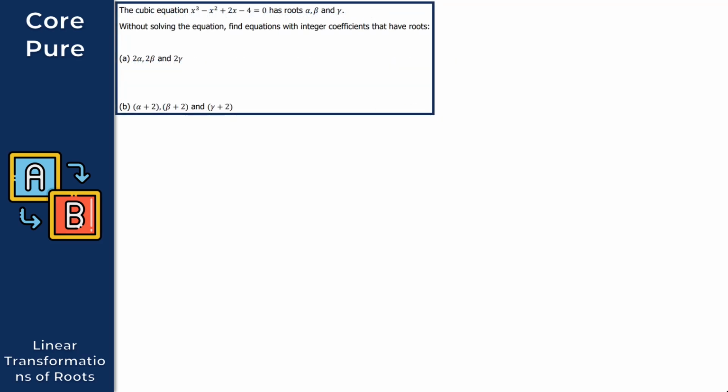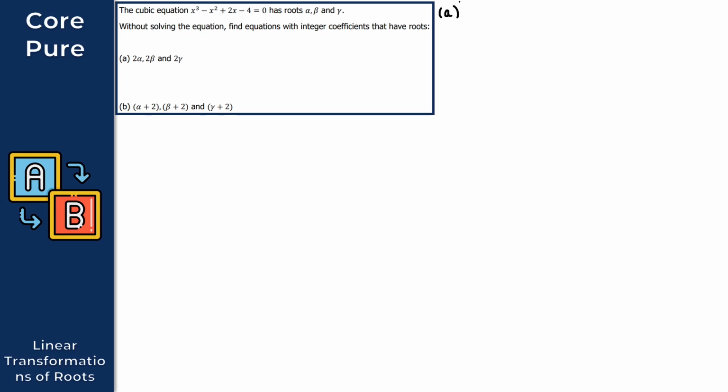So let's get started with this example. What do we have for this question? Well, we're given this cubic equation, and we're told that it has the roots alpha, beta, and gamma. The question says, without solving the equation, find equations with integer coefficients that have the following roots. So let's begin with part A.